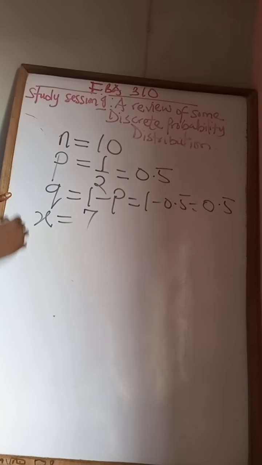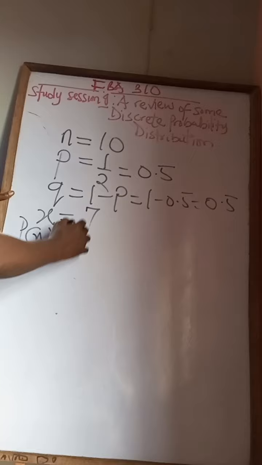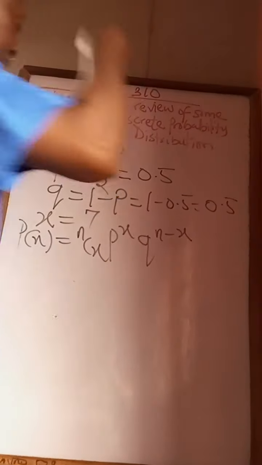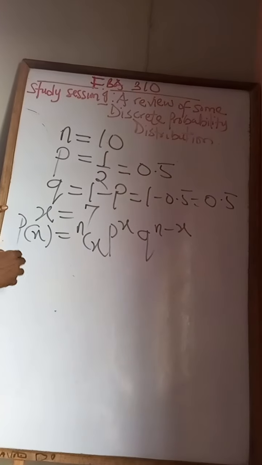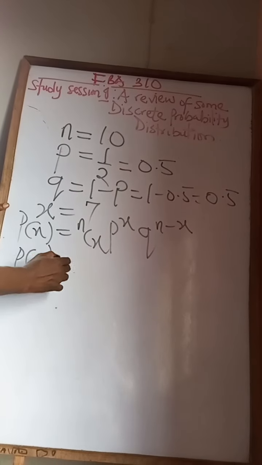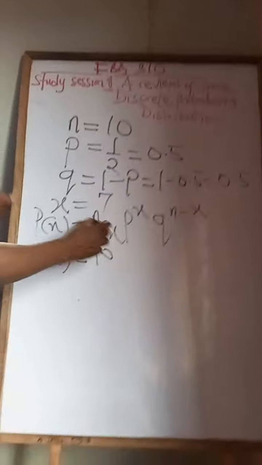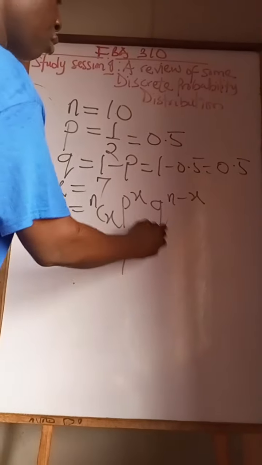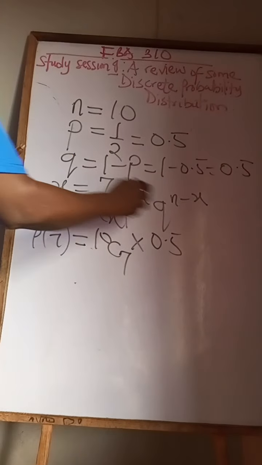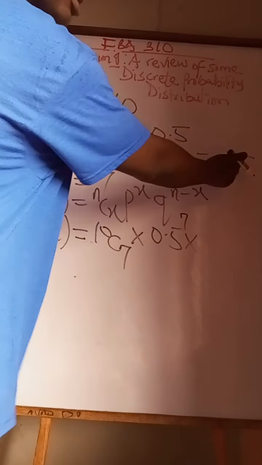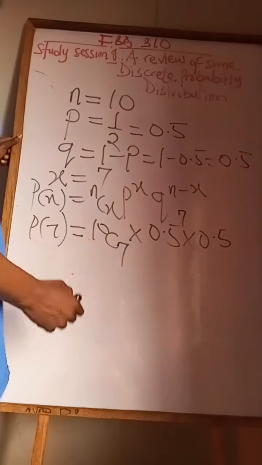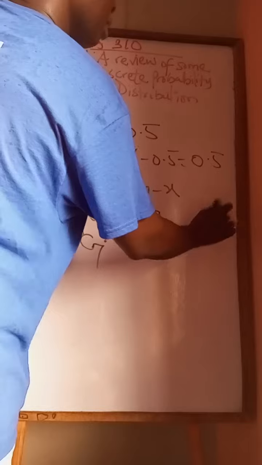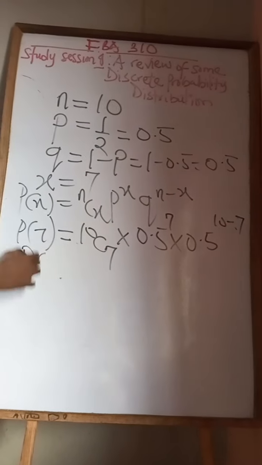So the formula now is P(X) equals N combination X, P raised to power X, Q raised to power N minus X. Let's now insert all these values in this formula. So P(7), the probability of 7. What's our N? N is 10, combination X is 7, times what's our P? 0.5 raised to power X. What's our X? 7, times what's our Q? The same 0.5. It's not a coincidence. Then what's our N minus X? N is 10 minus 7.